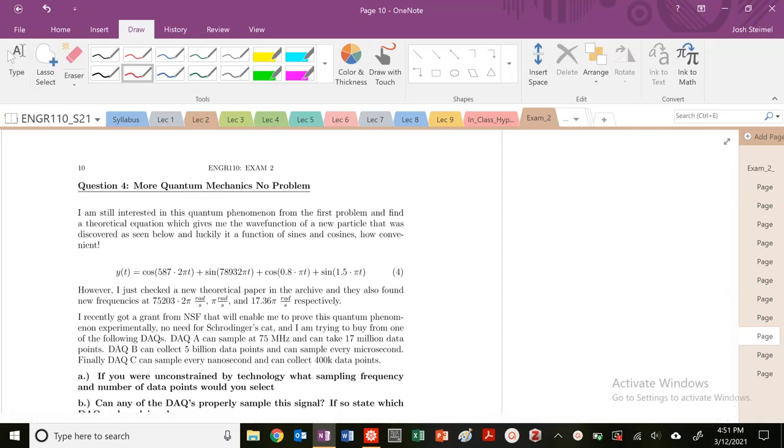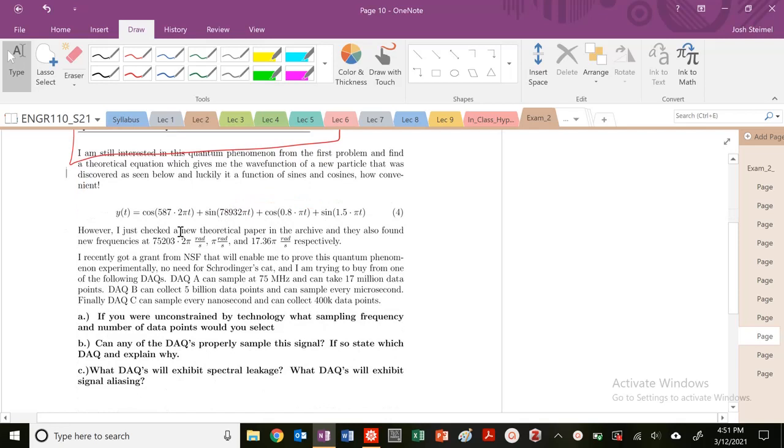And we're going to go ahead and finish up our last problem on exam 2. So question 4, more quantum mechanics, no problem. So I'm still interested in this kind of quantum phenomenon, but I found a new equation that luckily is a series of a function of sines and cosines.